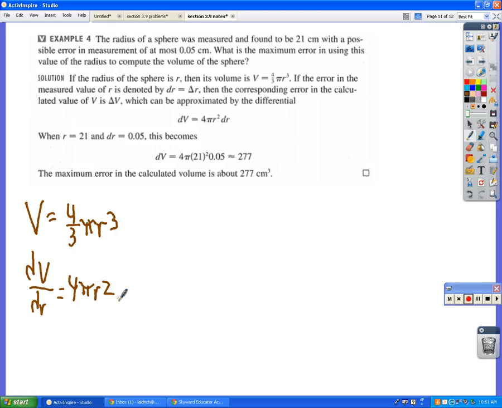Isn't that weird that the volume of a sphere changes at the same rate as the surface area of the sphere? Makes sense, actually. Okay, so if I want to solve this for dV, then I just multiply both sides times dr, and I get that dV equals 4 pi r squared dr. It's not complicated at all. It sounds complicated, but it's really not.